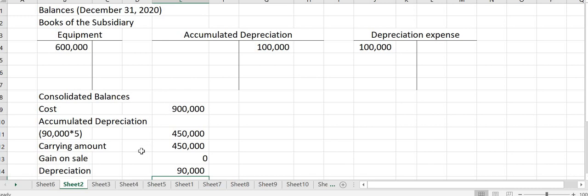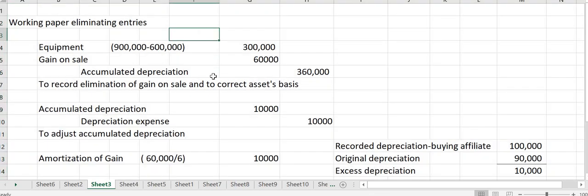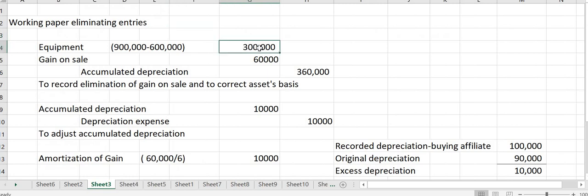So we have here our working paper eliminating entries. First is to record the elimination of gain on sale and to correct the asset's basis. Since the cost of the equipment is 600,000 and per consolidated balances it should be 900,000, therefore we'll debit equipment for 300,000.